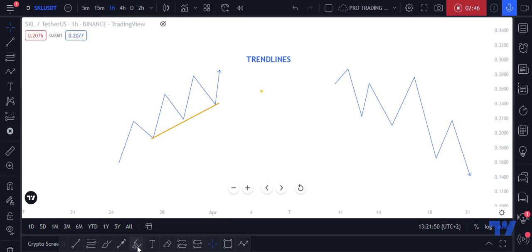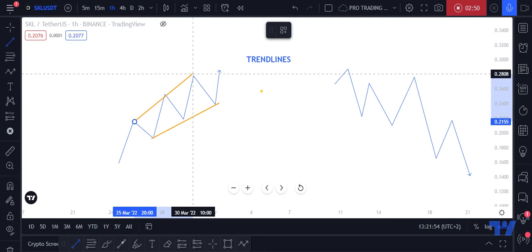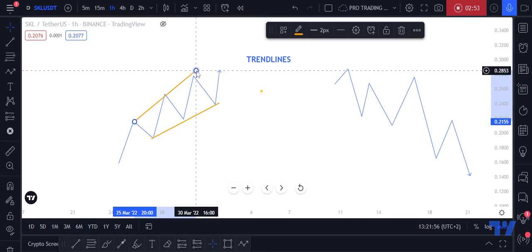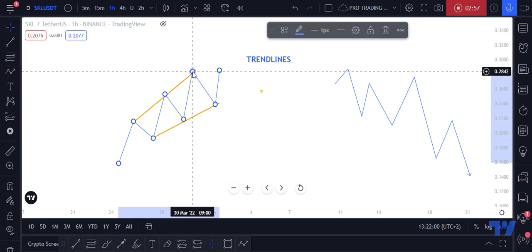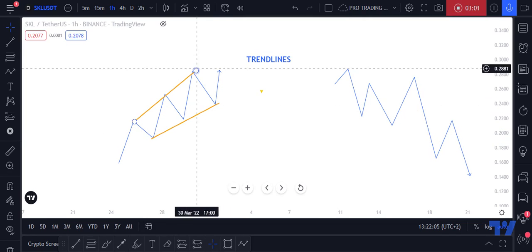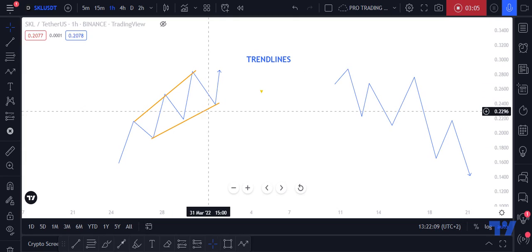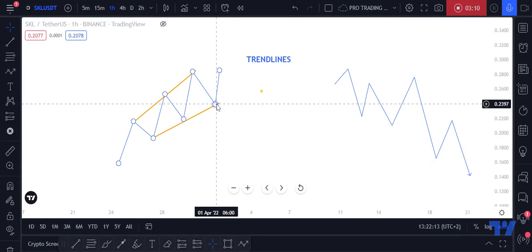So you can also connect the swing highs, right? You connect the swing highs. It can be something like this. By drawing these trend lines, now you can see clearly that the market is trending up, and you are able to see positions whereby you can take your buy entries.